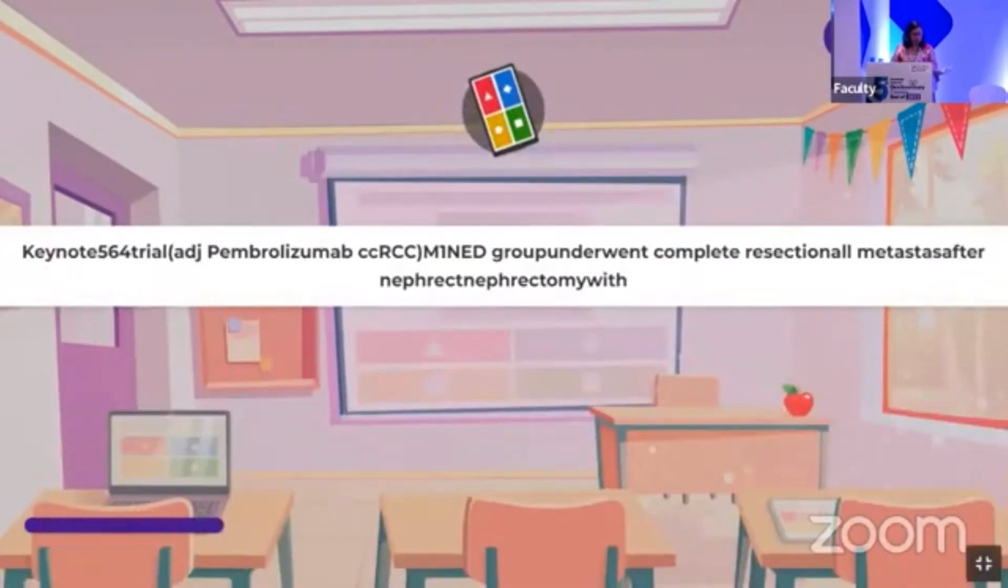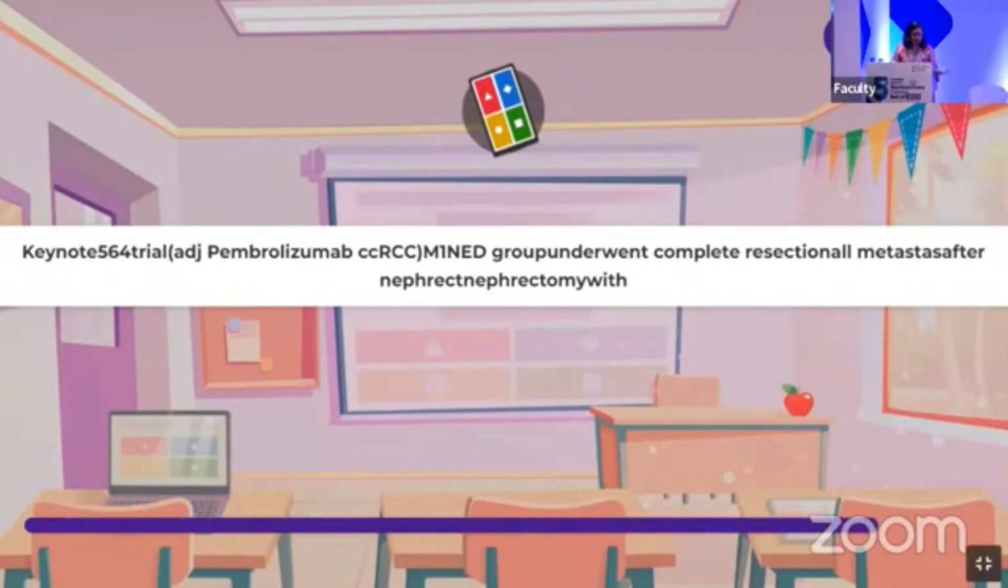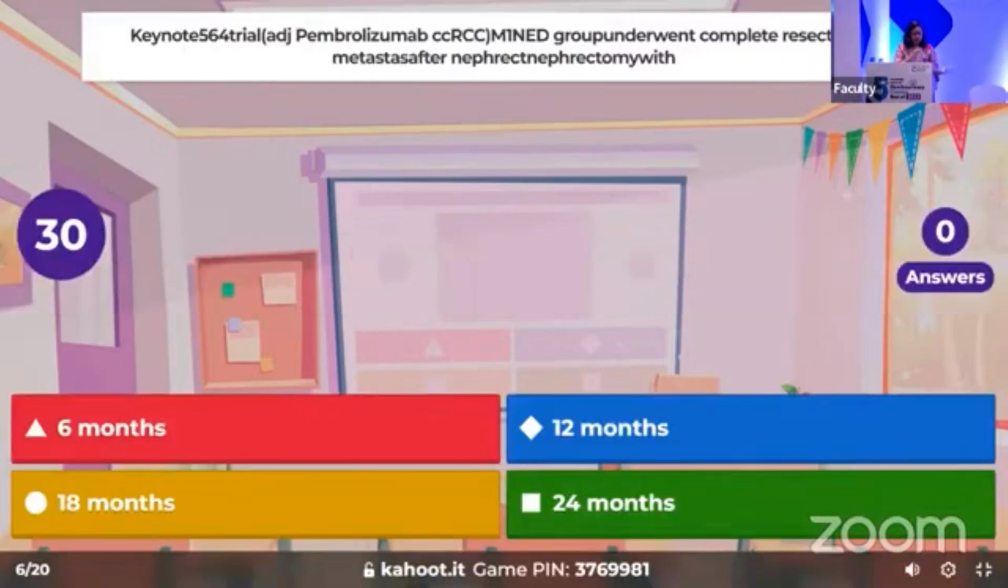Question 6 in the quiz is, in the trial for adjuvant pembrolizumab in clear cell RCC, that is the KEYNOTE-564. So actually the question has a typographical error, but what was the time frame that was allowed for resection of the mets after a nephrectomy in the group of patients who were M1 NED? That was 6 months, 12 months, 18 months, or 24 months. My apologies for that typo there.